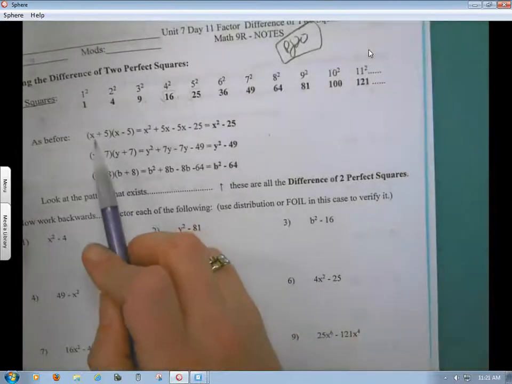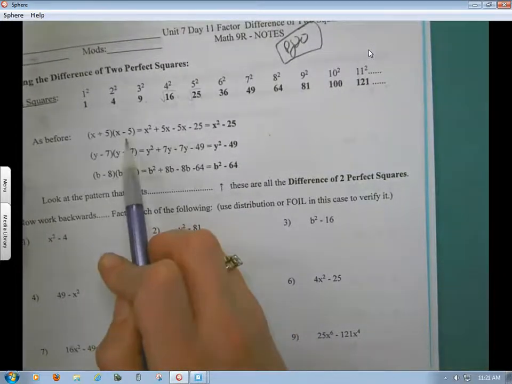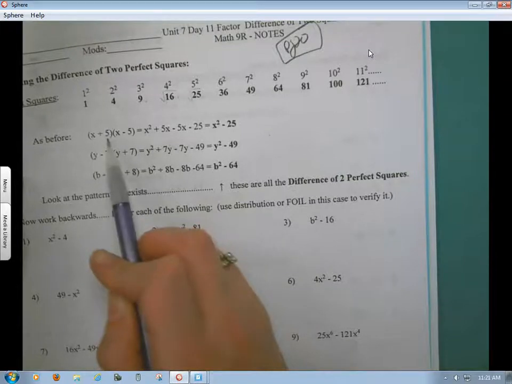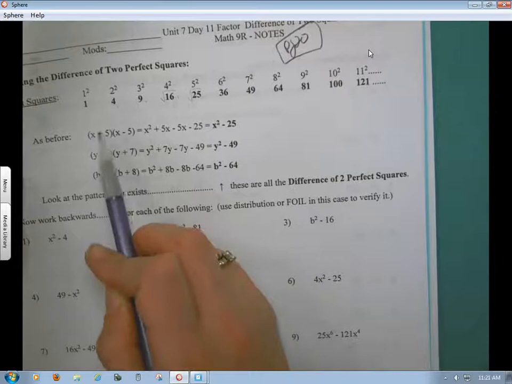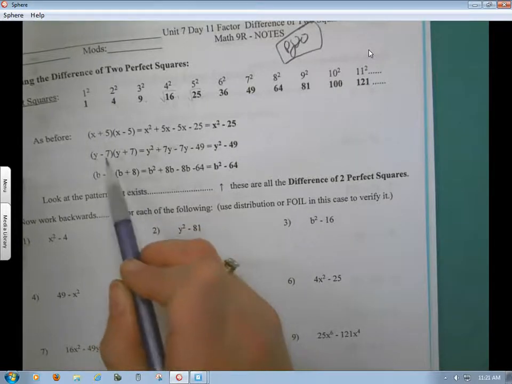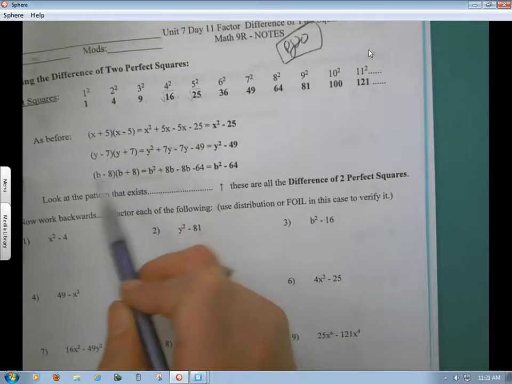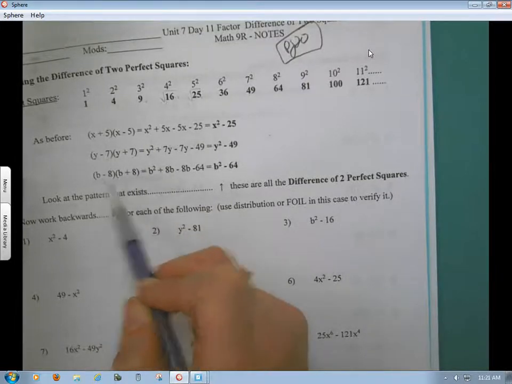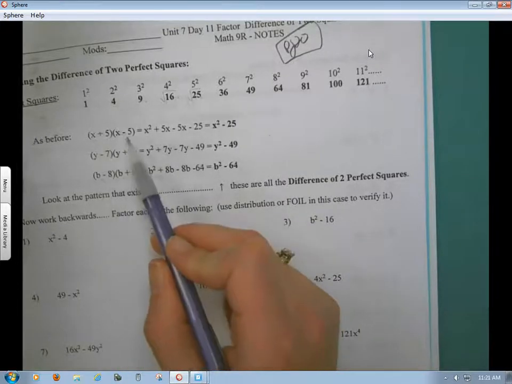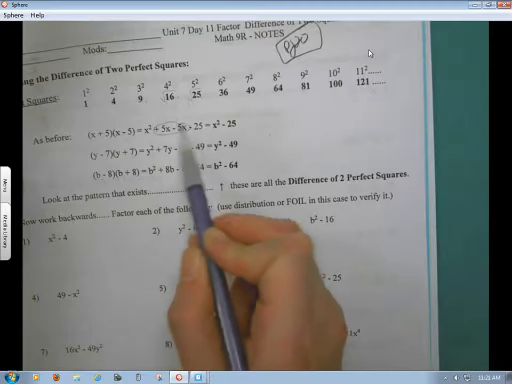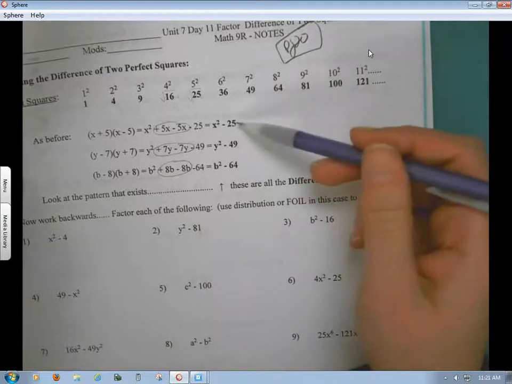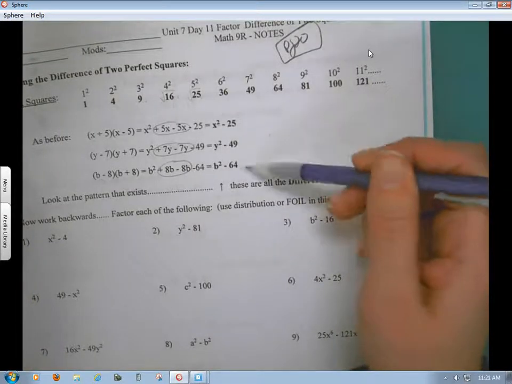If you look at this binomial times this binomial, you can see that they each have an x, they each have a 5. What's different is the sign. This one has a positive, this one has a negative. You'll notice that all the way down: a y and a y, a 7 and a 7, different signs; a b and a b, an 8 and an 8, different signs. When you FOIL this, you'll see that the middle terms end up canceling each other out. So instead of ending up with a trinomial, you actually end up with a binomial.